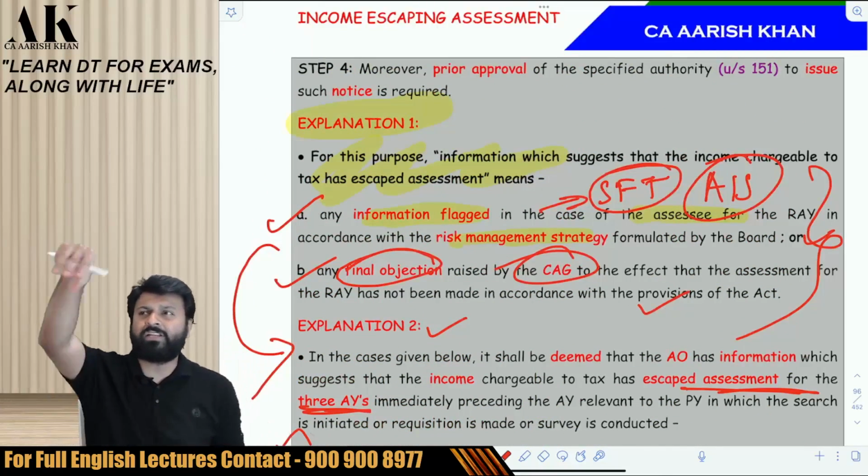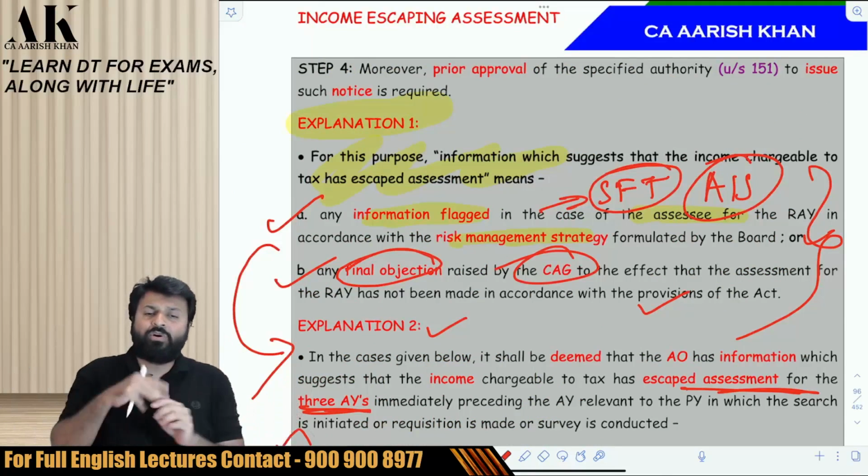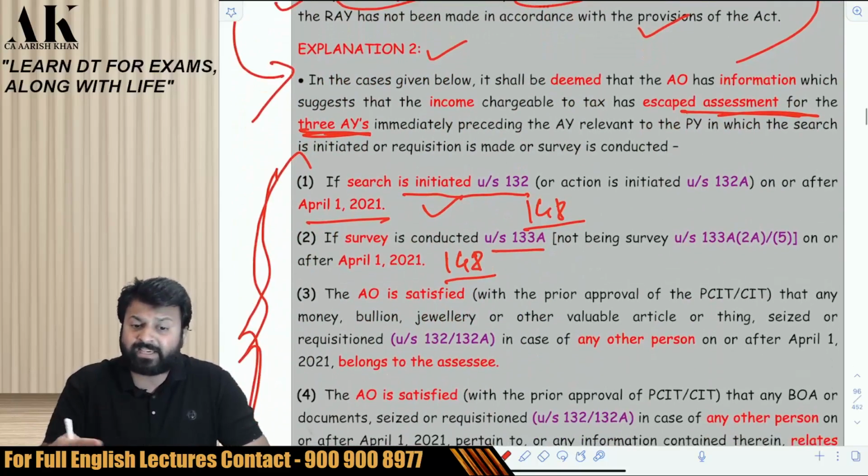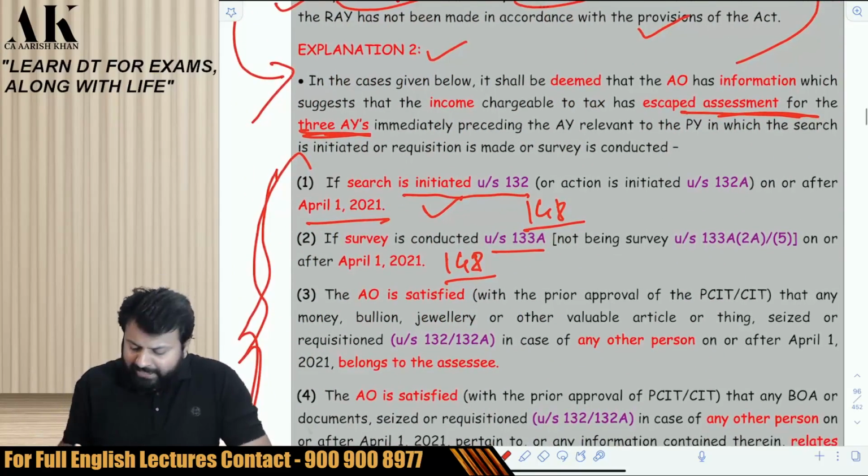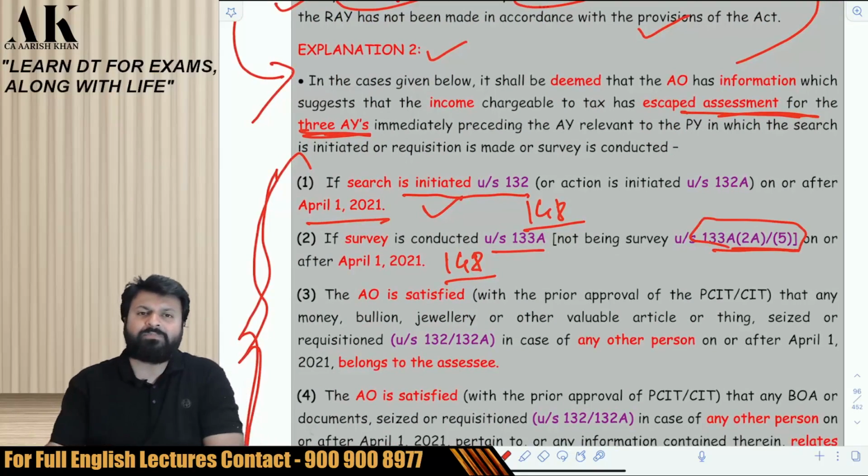There is no need for a reflection in SFT. There is no need for a final objection to be raised by CAG. In these cases, these are special cases, except for these surveys. What are these surveys? 133, subsection 2A and subsection 5.